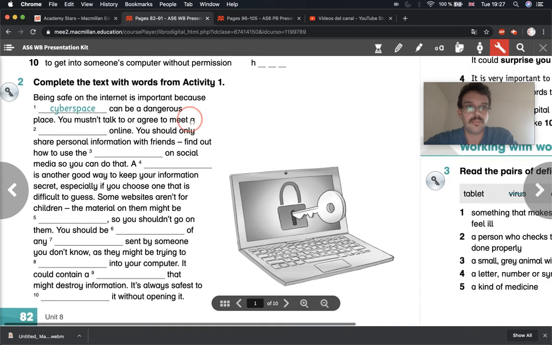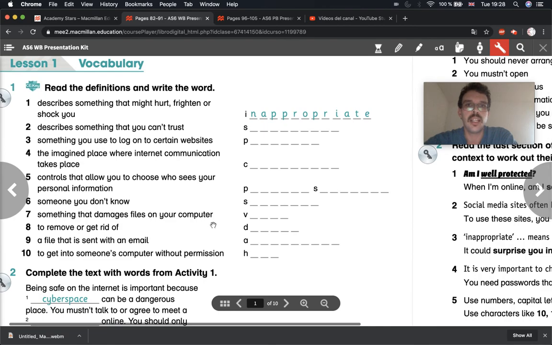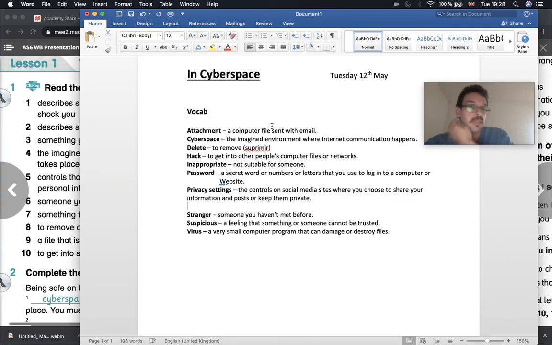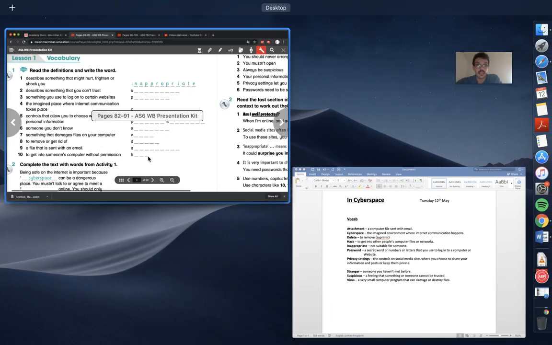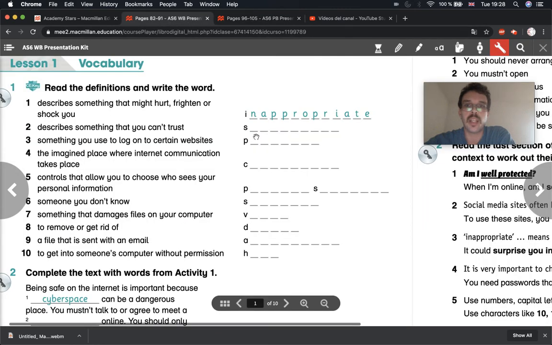Very good. So if you finished exercise one and two, and you have all of the vocabulary copied in your notebook, then I think that is everything for today. Okay. So we can finish the class. Okay. Very, very good. I'm going to test you on the vocabulary on Thursday. All right. So remember the vocab.